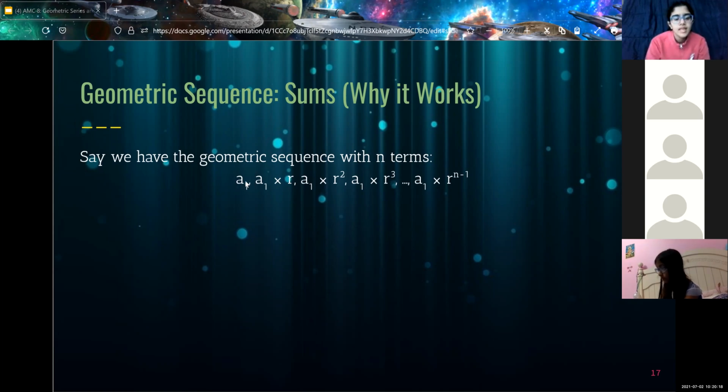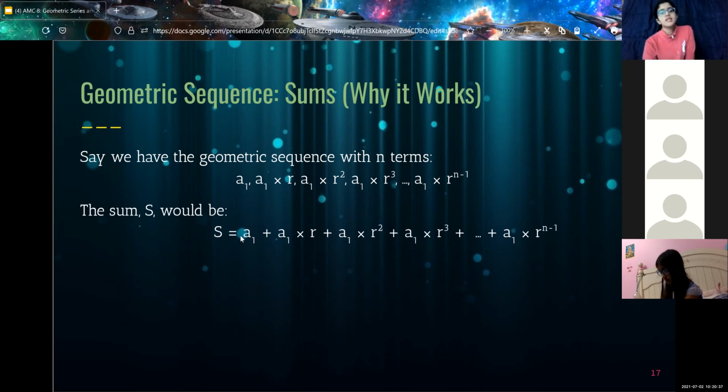Then that would mean that it would be a1, which is the first term, then a1 times r squared, a1 times r cubed, all the way to a1 times r to the power of n minus 1. And remember, it's n minus 1 because here we're multiplying it by 0, so 0 to n minus 1 is n. Okay, so the sum would be equal to a1 plus a1 times r plus a1 times r squared plus a1 times r cubed, all the way to a1 times r to the power of n minus 1.